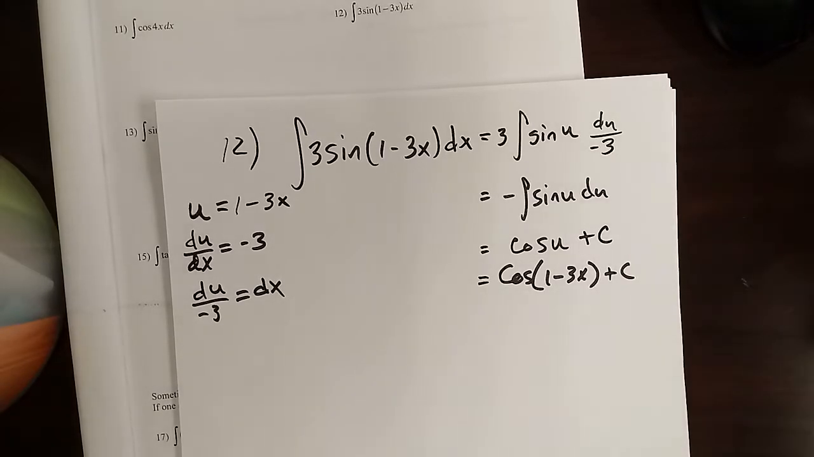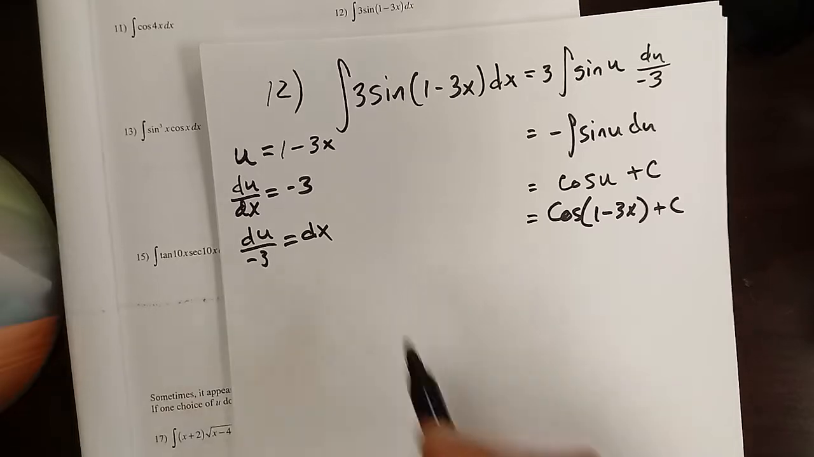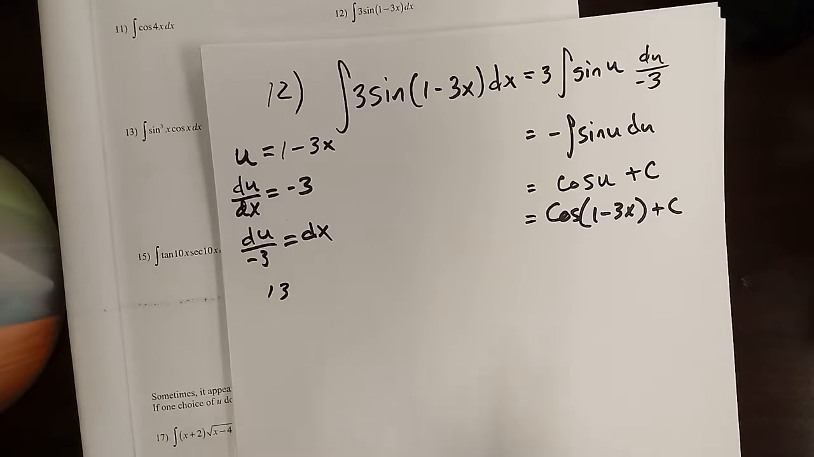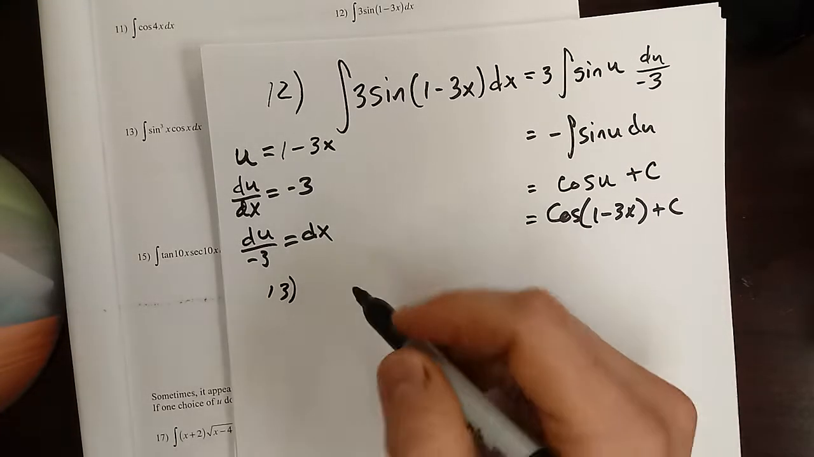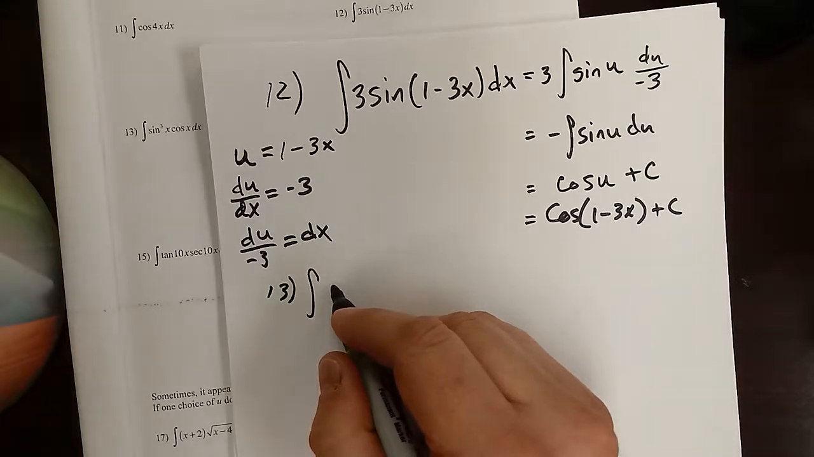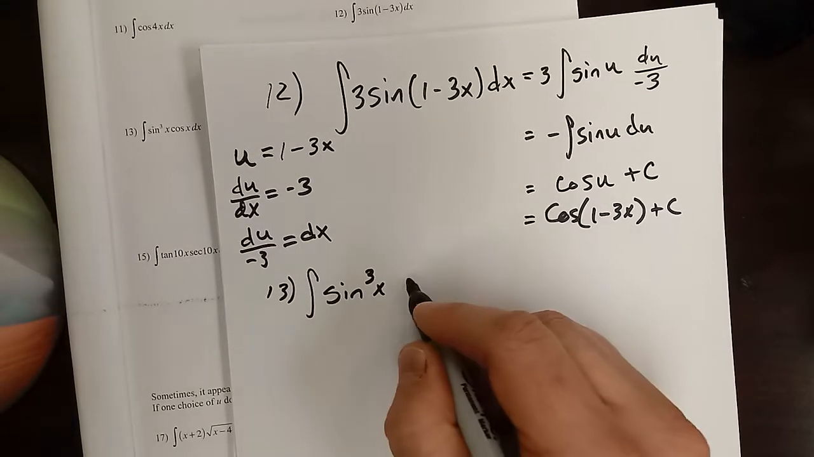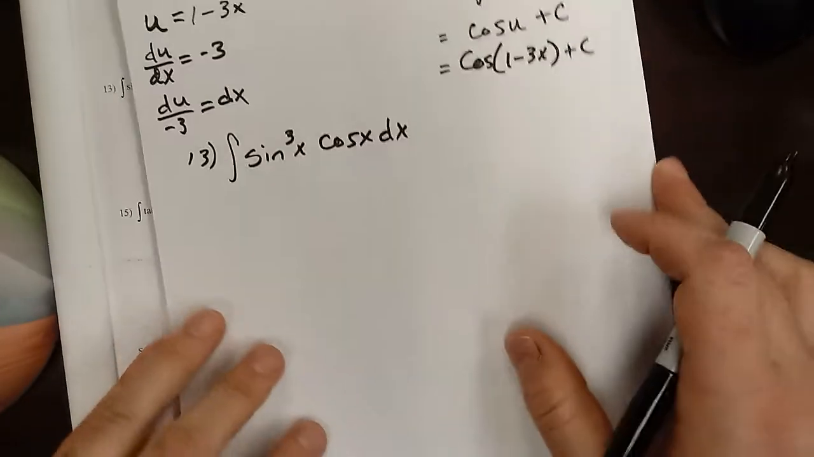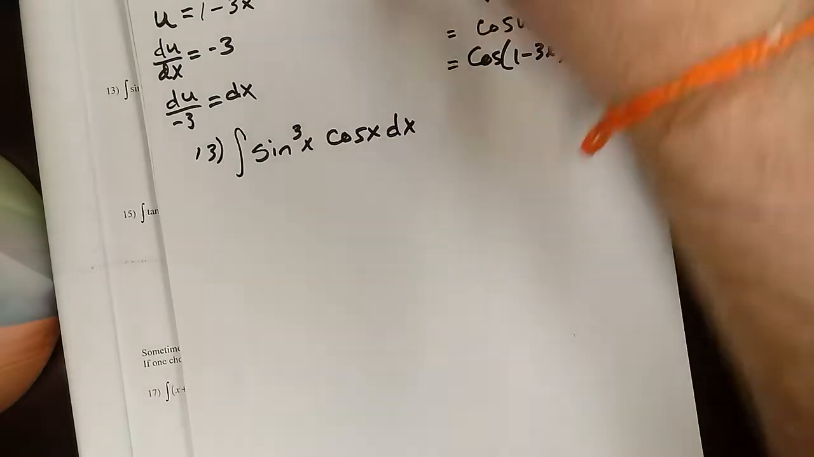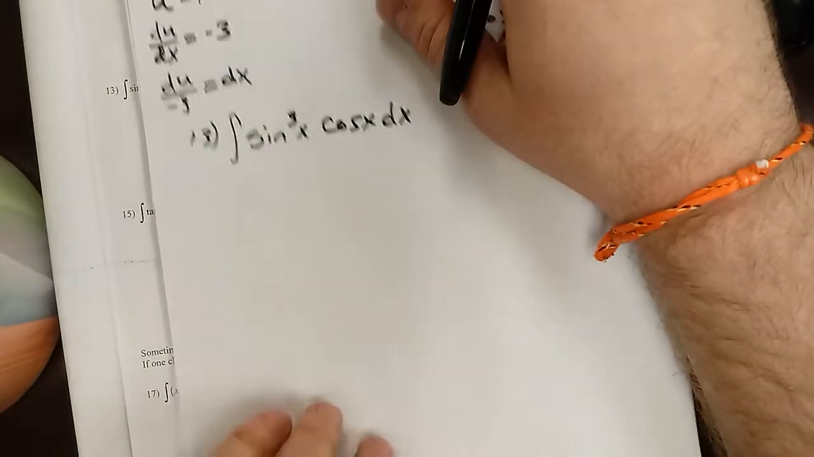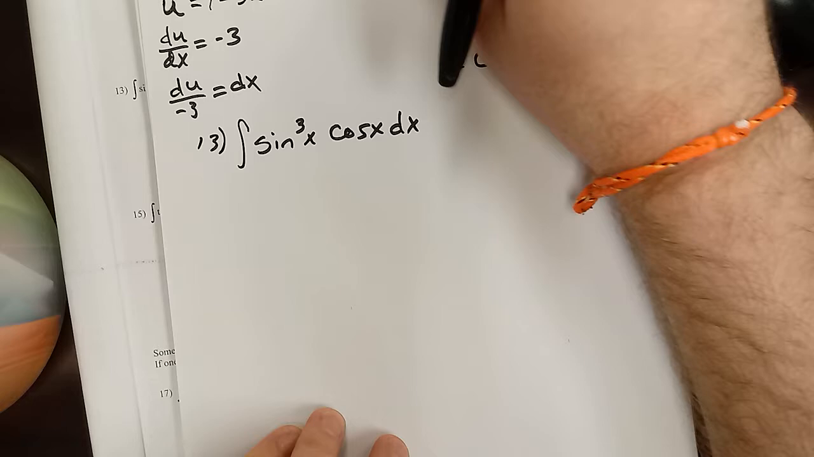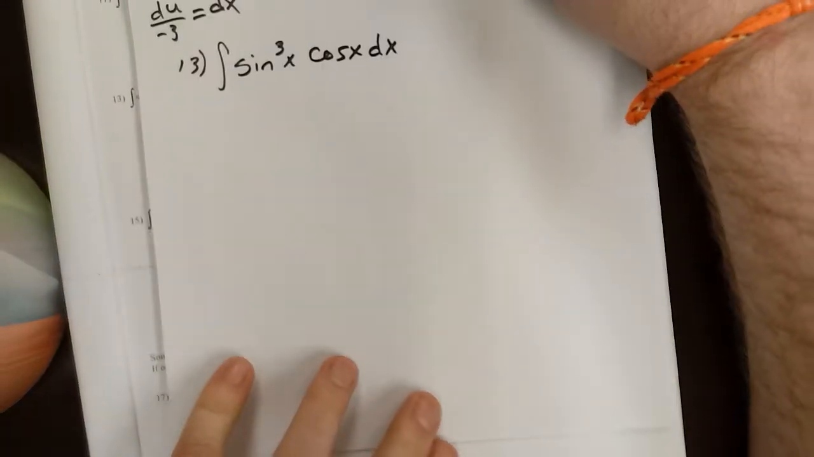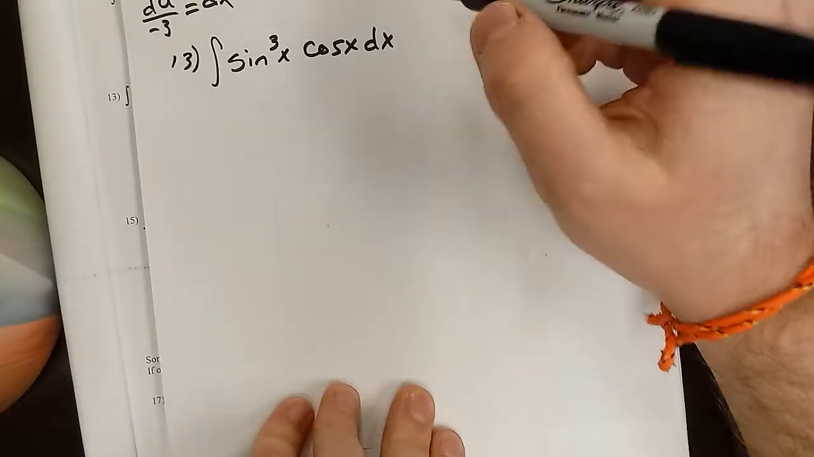All right, let's see, 13. Oh, good. 13 looks nice, relaxing, calm. Don't even need a new piece of paper, clearly. All right. Sine cubed x cosine x dx. These look so much worse than they actually are. But, you know, visuals are oftentimes 90% of the battle. So I actually have a preference for these, a way to kind of visualize what's happening.